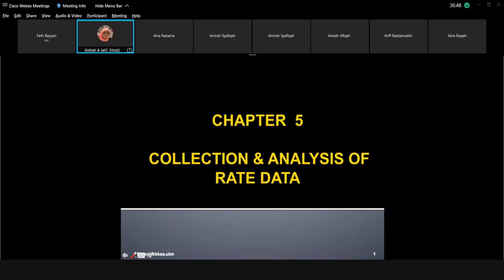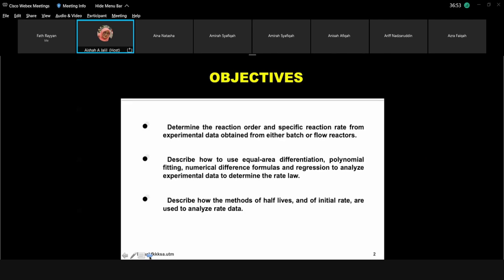So what will you get after you finish Chapter 5? One, you can determine the reaction order, meaning the alpha, and the specific reaction rate, meaning the k, from experimental data obtained from either batch or flow reactors. And then you can also describe how to use the equal-area differentiation, polynomial, numerical differentiation formulas and regression to analyze experimental data to determine the rate law. All is about determining the rate law.